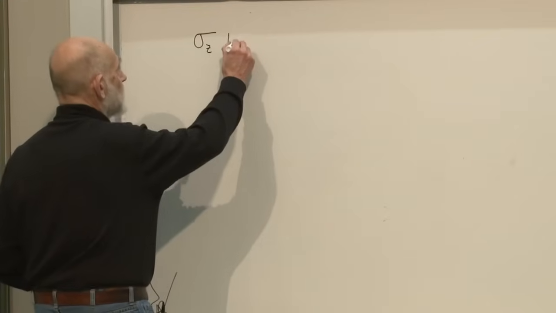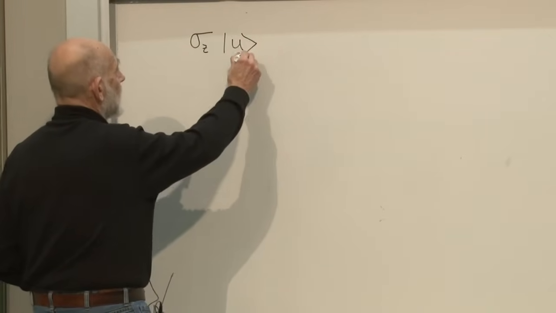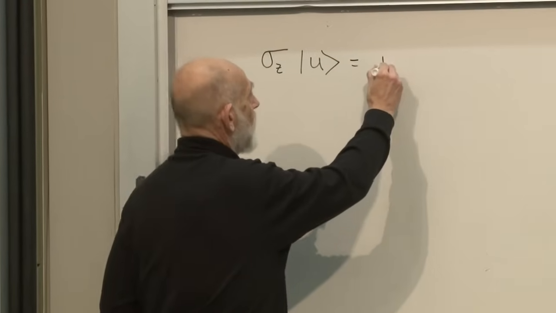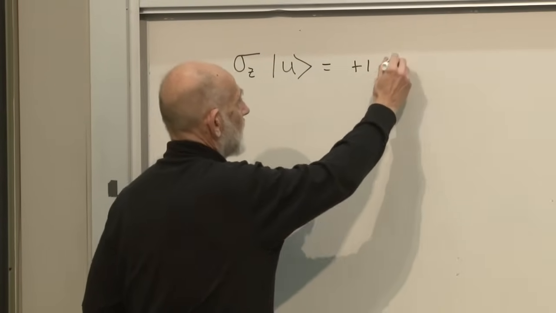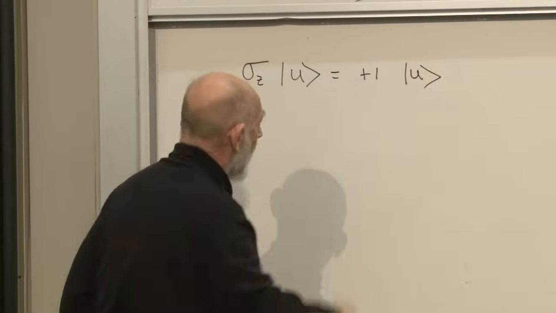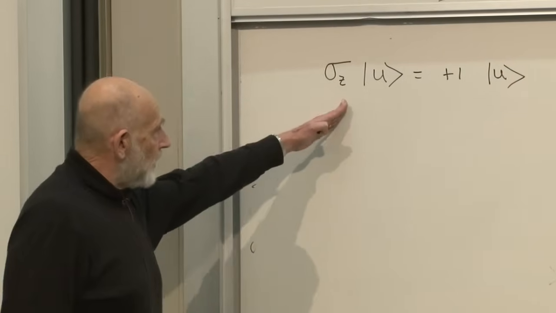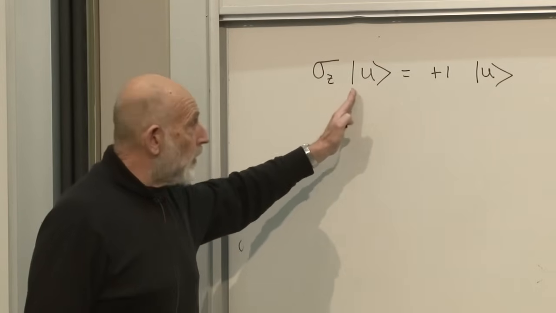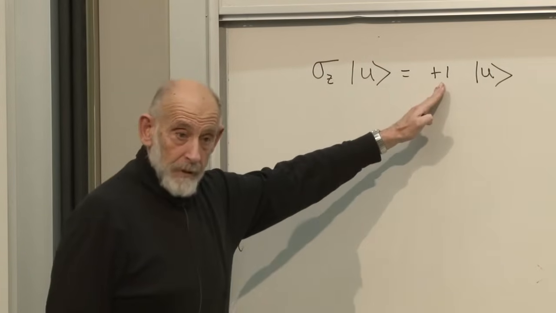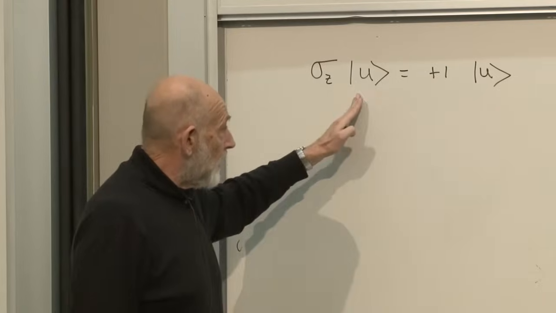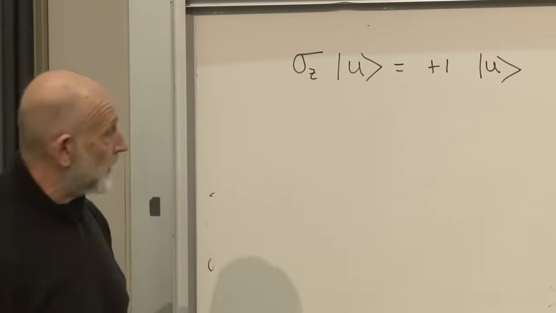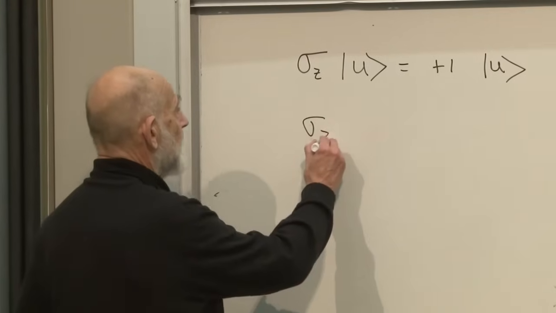And so we can immediately say sigma z times up is equal to plus 1 times up. Why? Because the measured value when we measure sigma z is going to be plus 1. That's the eigenvalue, and up is the eigenvector, because in the up state, sigma z is definite. What about sigma z on the down state?